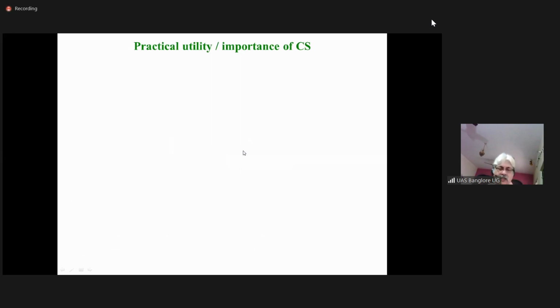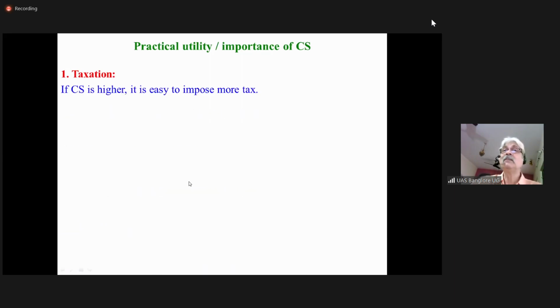Practical utility, or the importance of consumer surplus. Is it only a theoretical issue, or can we apply this consumer surplus concept to our daily life? Taxation. Suppose the consumer surplus is more. We are ready to pay 15 rupees. We are paying only 10 rupees. Potential price, willing price is 15 rupees. Actual price is only 10 rupees.